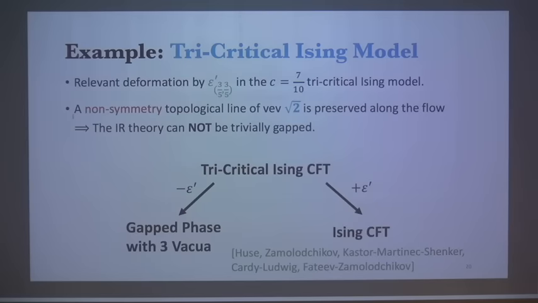In fact, this flow has been studied by people long ago. For one sign of the coupling, this flows to the Ising CFT. For the other sign, it flows to a gapped phase with 3 degenerate vacua. So in this simple example, it actually realizes the two logical possibilities of a phase that's not trivially gapped.